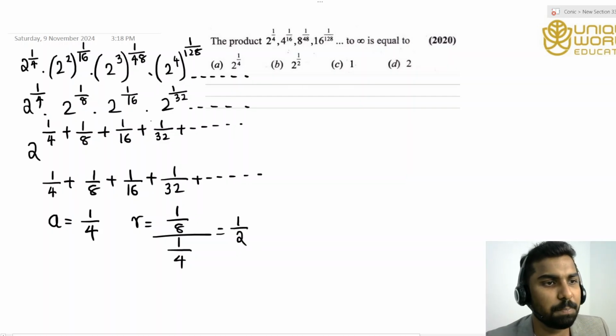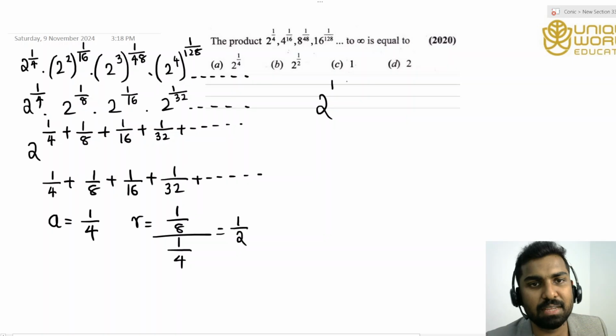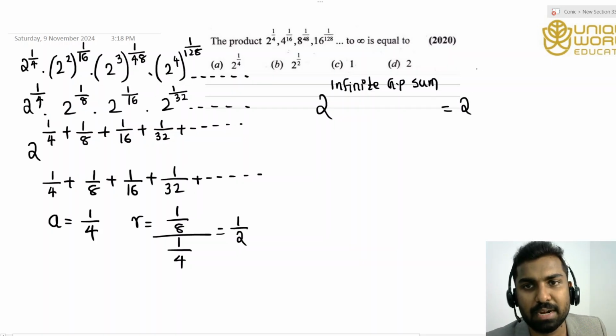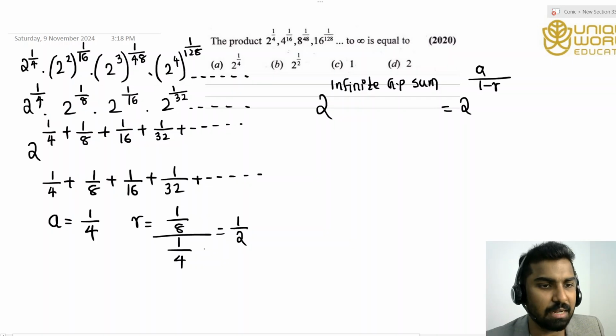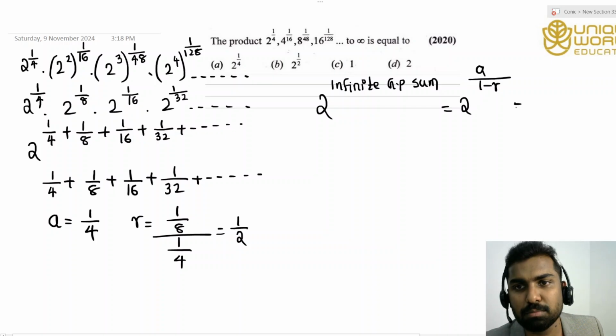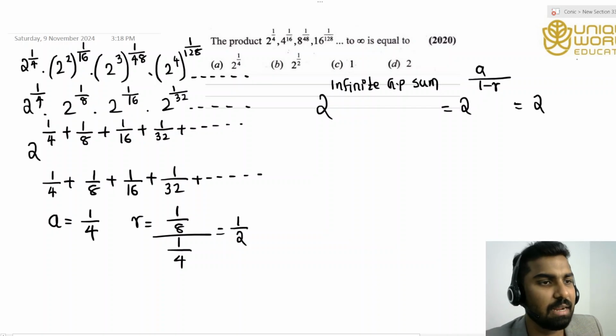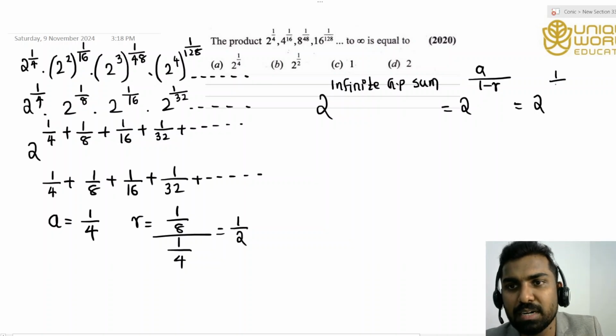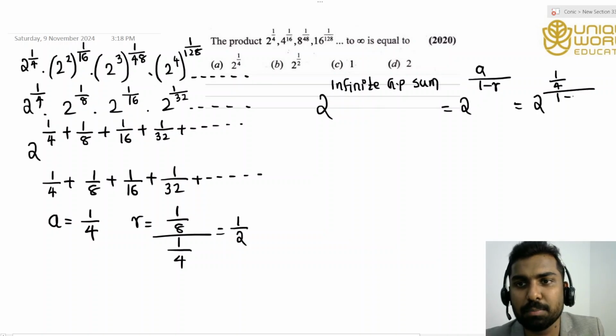So here, 2 to the power of this thing, we have to apply the formula. The exponent is an infinite GP, so the infinite GP sum we can apply. That infinite GP sum will be A divided by 1 minus R. This A and R we calculated. So this will become 2 to the power A, and A we are having as 1 by 4. So 1 by 4 divided by 1 minus R, R is 1 by 2. Okay. So this will become 2 to the power 1 by 4 divided by 1 minus 1 by 2.